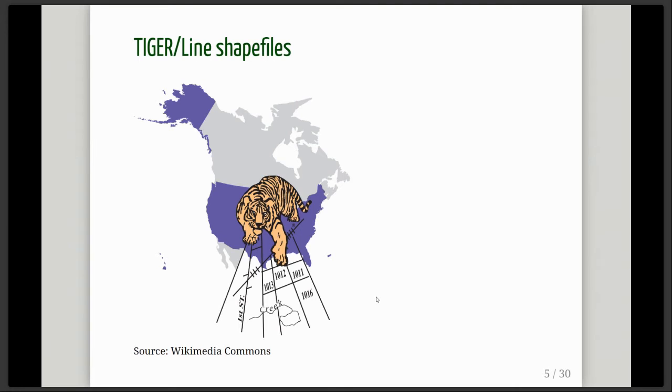And so TigerLine shapefiles make available a variety of types of geographic information that the census uses to tabulate information, and then also sort of ancillary geographic features that are useful to practitioners who are working with data analysis and map making in, say, a geographic information systems environment or a broader spatial analysis type environment.